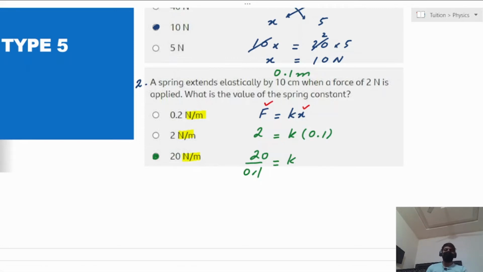Don't rely on your mathematical skills a lot if you're not very clear with it. Just hit it on the calculator and get your answer as fast as possible.